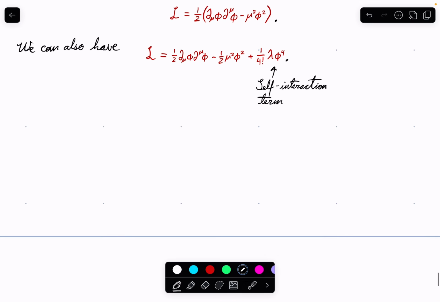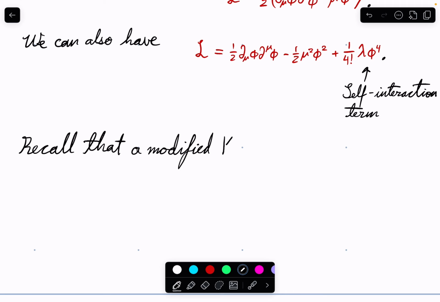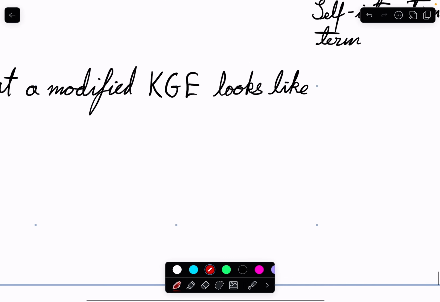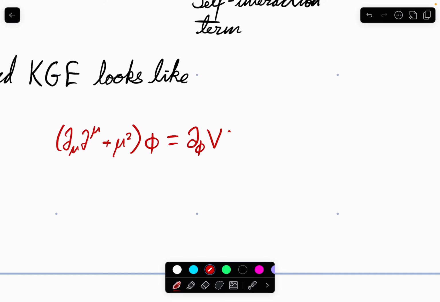Now we're going to look at Klein-Gordon equations. So recall that a modified Klein-Gordon equation, that is a Klein-Gordon equation with interaction terms, looks like we have the d mu, or partial mu, then plus mu squared phi equal to the derivative with respect to the field times some potential or some interaction term that depends on the field.